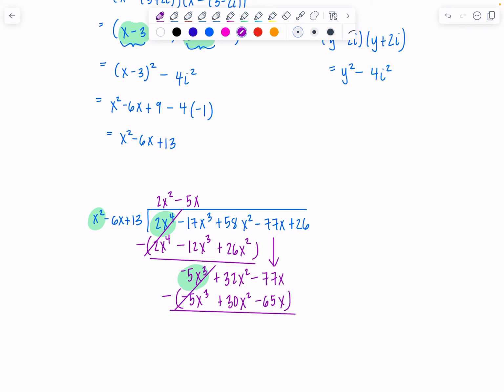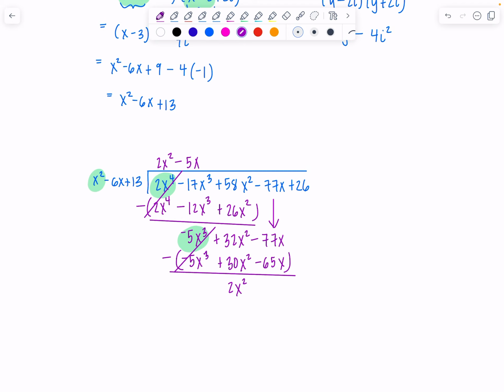So these cancel. 32 minus 30 is 2x squared. Negative 77 plus 65, negative 12x. And then bring down the last term, 26. Okay, we're almost done. X squared, what do I multiply it by to make it 2x squared? Just plus 2. And then this is 2x squared minus 12x plus 26. You should have no remainder because you divided by a polynomial containing two of the zeros of this polynomial. If you get a remainder, you messed up, okay?